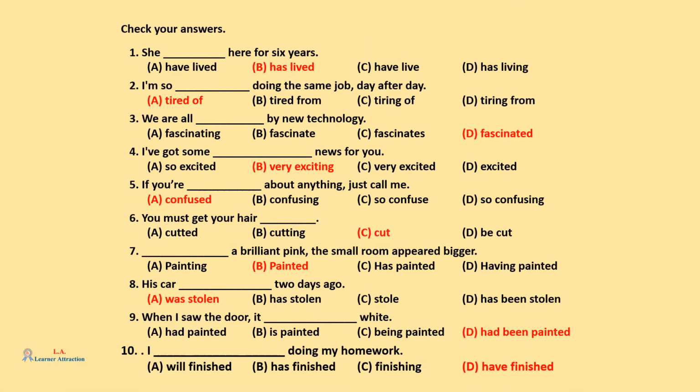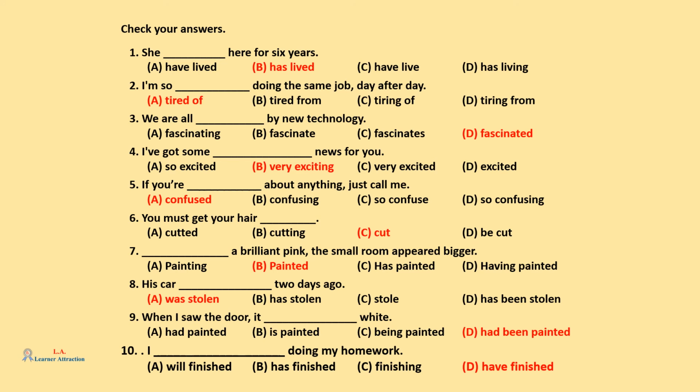Check your answers. Number 1. B. Has lived. She has lived here for 6 years. Number 2. A. Tired of. I'm so tired of doing the same job, day after day. Number 3. D. Fascinated. We are all fascinated by new technology.